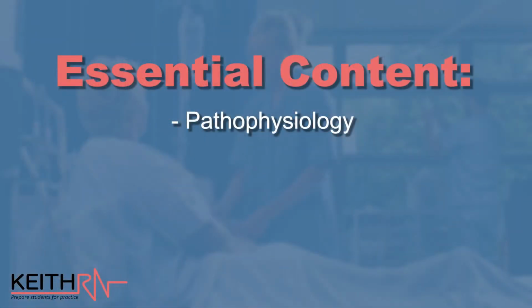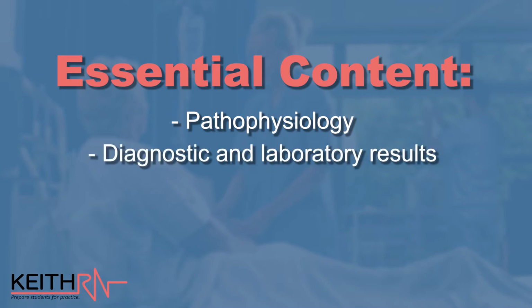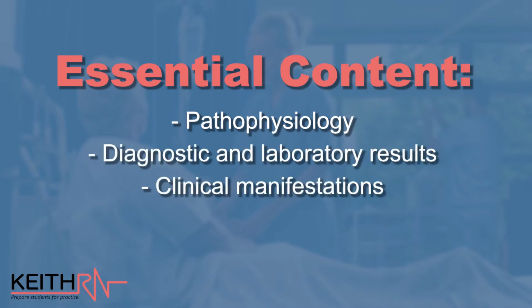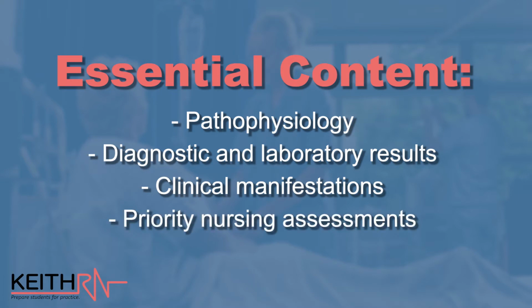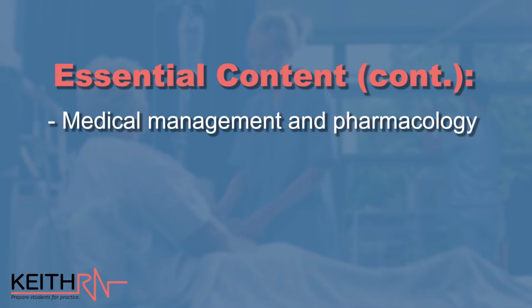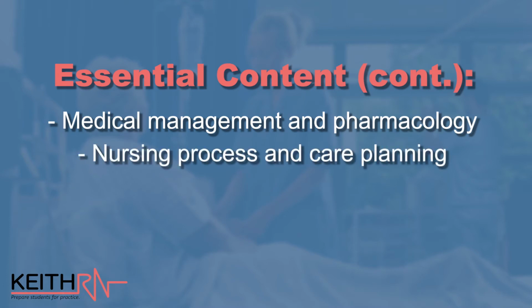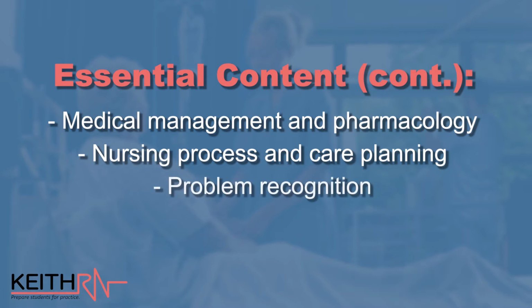Number one, pathophysiology. Then go into diagnostic and test and lab results. Then clinical manifestations of the problem, the priority nursing assessment and plan of care. Then go into medical management, pharmacology, nursing process, and care plan that includes holistic and psychosocial care priorities. And then problem recognition. What could go wrong with this most current problem? And then patient education.